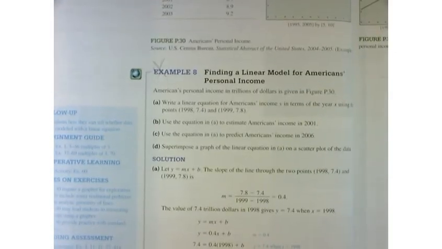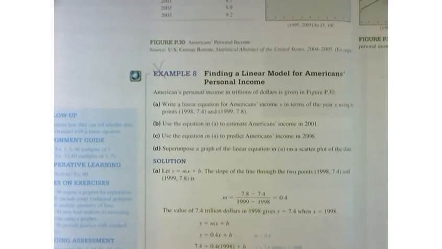All right, so now for example number 8. Let's just read it right from our textbook. Example number 8, finding a linear model for Americans' personal income.